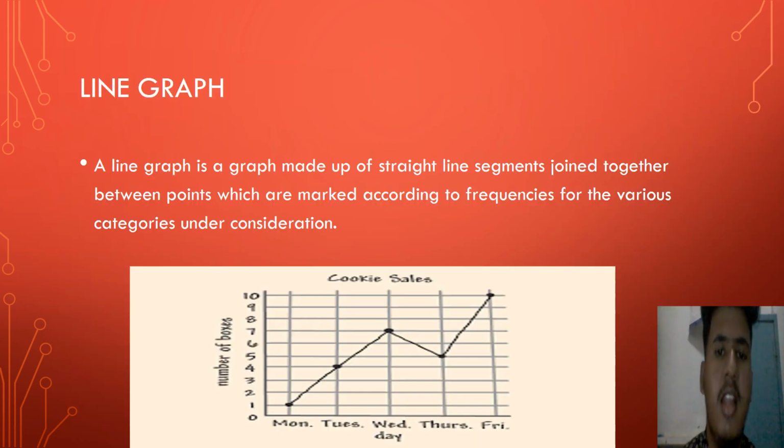Next is the line graph. A line graph is a graph made up of straight line segments joined together between points which are marked according to frequencies for the various categories under consideration. An example of a line graph is given below.